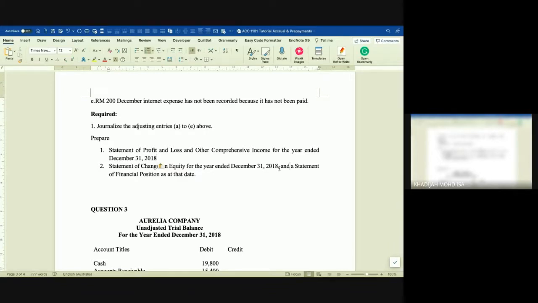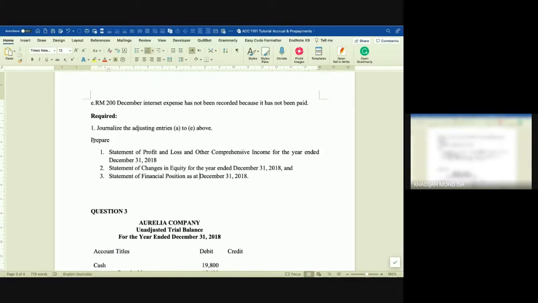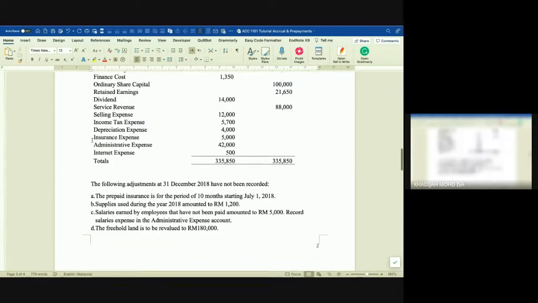You are also required to prepare a statement of financial position as at that date. As at that date means that you are referring not to the year, but to as at 31st December 2018. So there are two requirements. Number 1 is that you have to prepare journal entries, and number 2, you have to prepare these 3 statements. You get that? All right. So let's do how to do this.